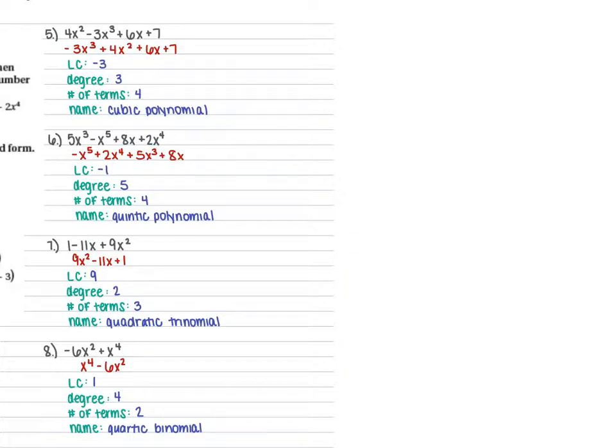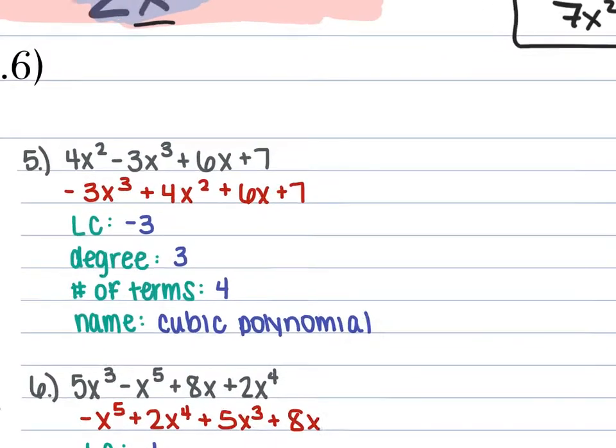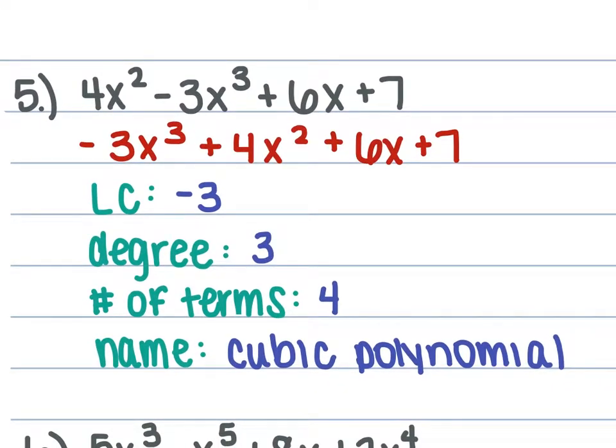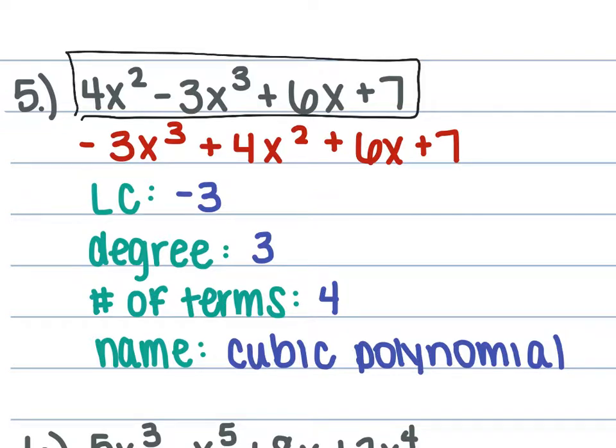Let's look at number 5 for a moment. I'm going to zoom in on number 5. Looking at the initial problem we started at, why is the leading coefficient not 4? Because 4 is the number that's out front, so why is it not 4? Because it's squared, not cubed.